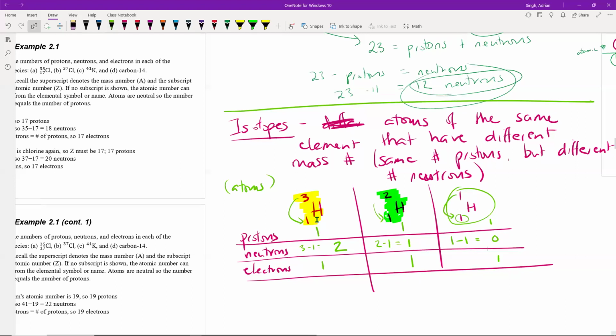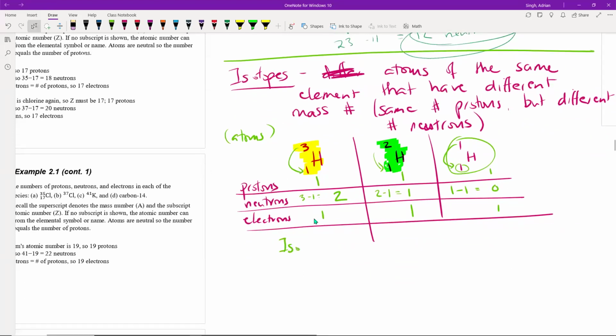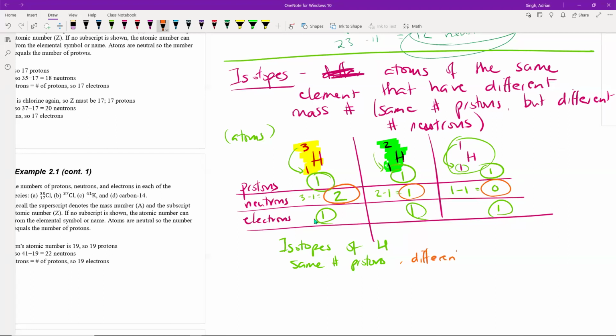So these 3 atoms are isotopes. These are all isotopes of hydrogen. They have the same number of protons because they are hydrogen. They have 1 proton in every single example. Because they're atoms, they also have the same number of electrons. How they are different is in their number of neutrons. So this one here on the left has 2 neutrons. The one in the middle has 1. The one on the right doesn't have any. That's how we can identify isotopes of the same element.